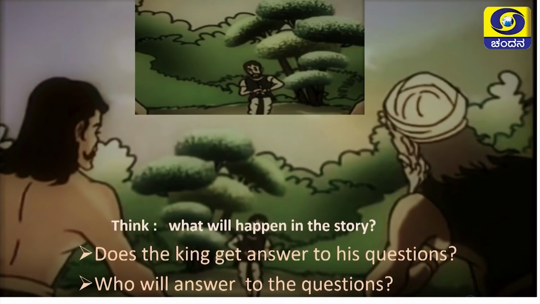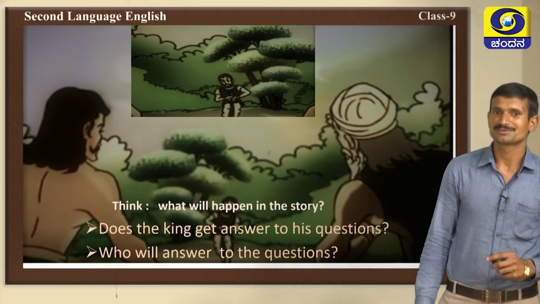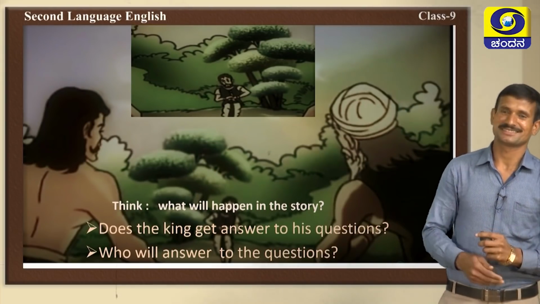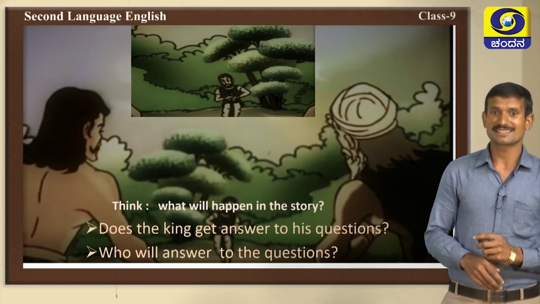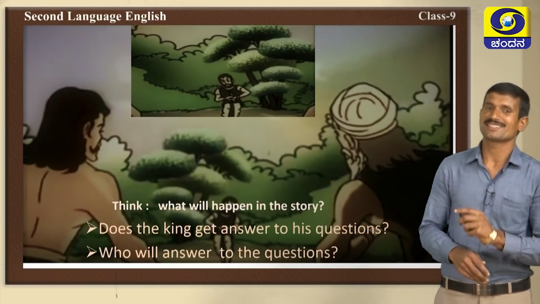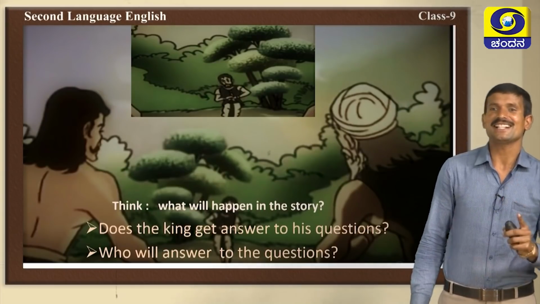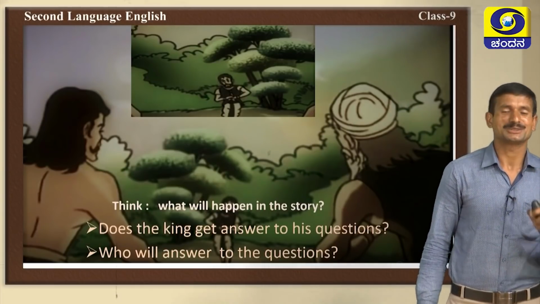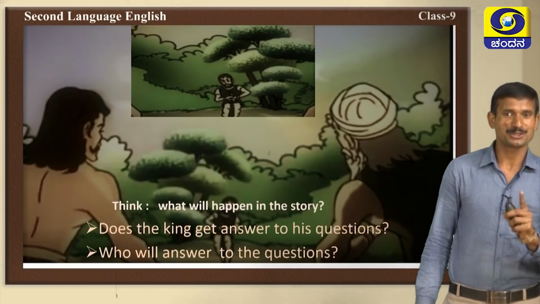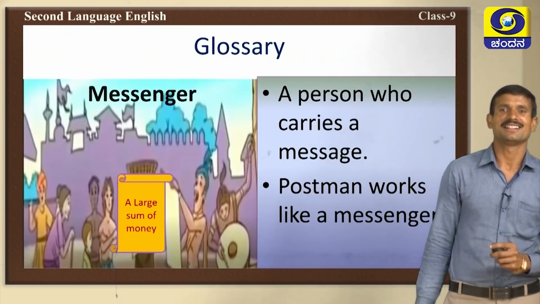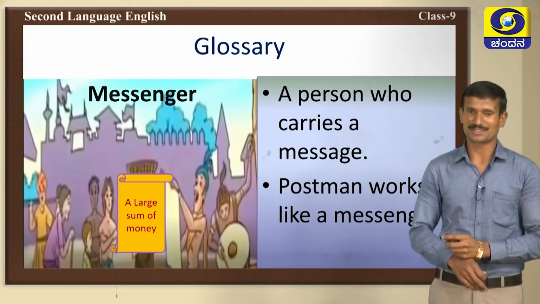Yes, children, you should think about this. What will happen in the story? And does the king get answers to his questions? Who will answer the questions? You should think and refer to the textbook. Now, let us know the glossary words.